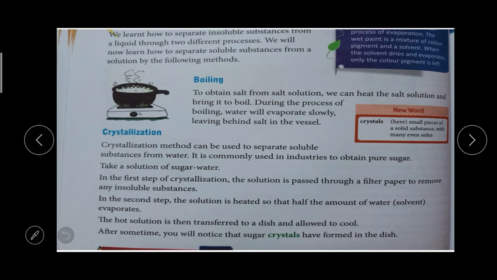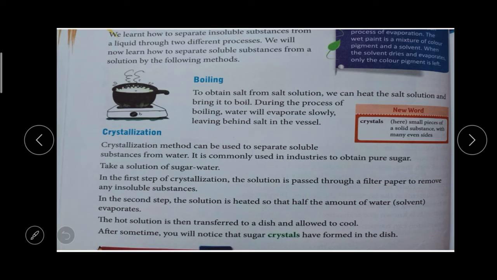For this they take a solution of sugar water. In the first step, the solution is passed through filter paper. In the filtration process, as I have already told, they use filter paper for filtering. They pour the solution into the filter paper to remove any insoluble substance. Sometimes the sugar solution may have some dust, so to remove that they use filter paper.